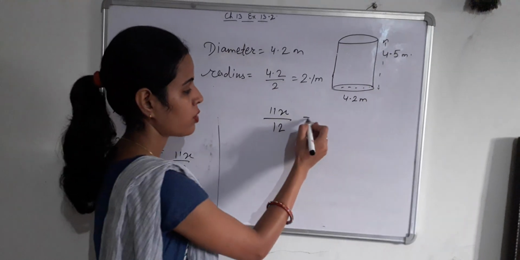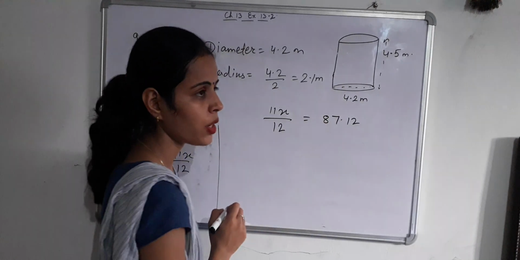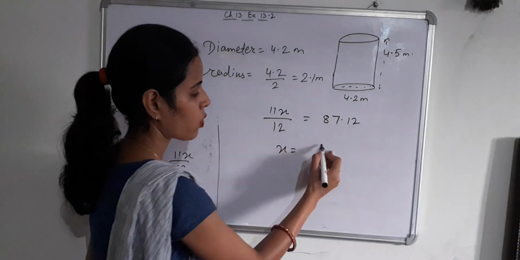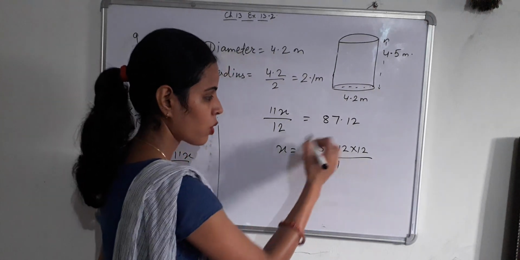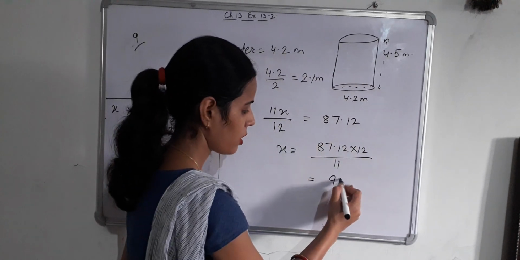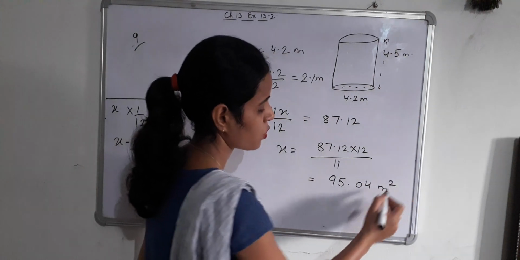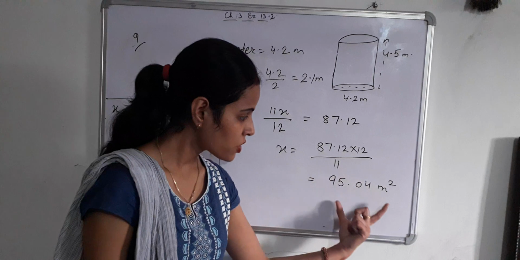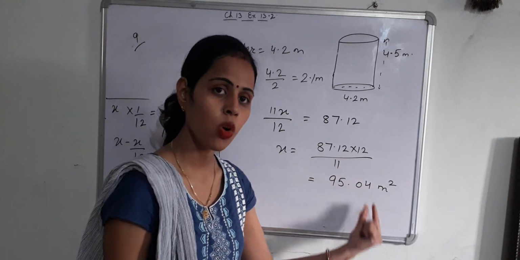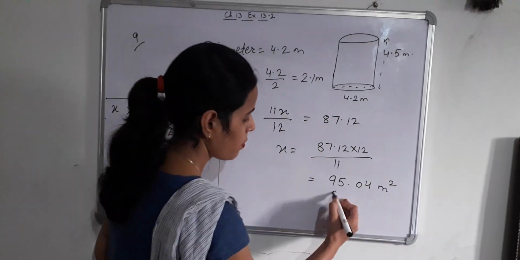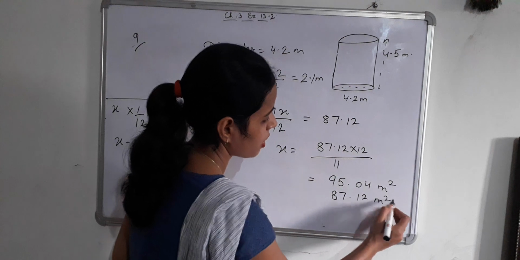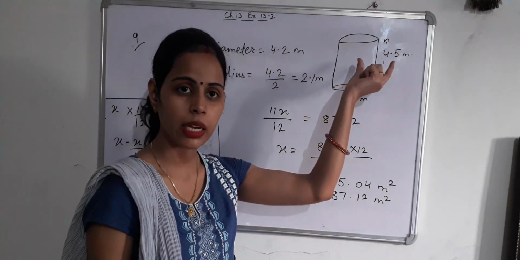11x upon 12, this part is used to make the closed cylindrical tank, equals 87.12. X will be: 12 goes in multiply and 11 comes in divide. After solving this term, 95.04 comes. So the total steel actually purchased will be 95.04. Its 12th part is wasted. After waste, 87.12 meter square is used to make this closed cylindrical tank.